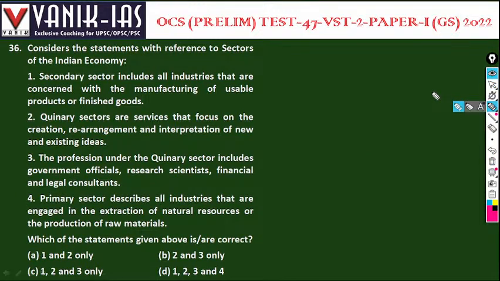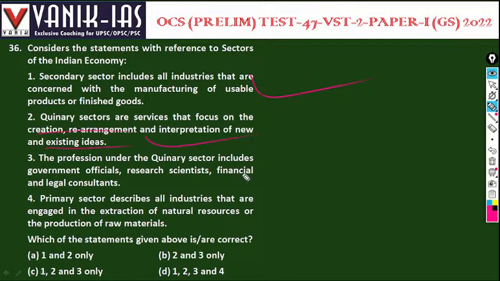Consider the following statements with reference to sectors of the Indian economy. Secondary sectors include all the industries that are concerned with the manufacturing of usable products or finished goods. Secondary sector means manufacturing sector. Primary sector means agriculture sector. This is right. Commercial sectors focus on the rearrangement and integration of new and existing ideas. Yes, it is policy making.